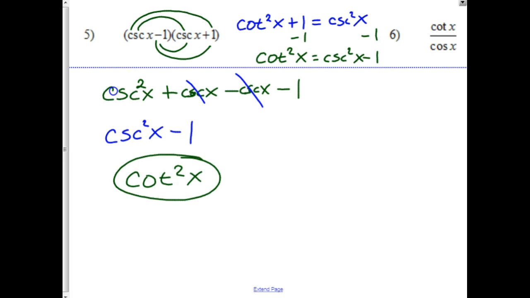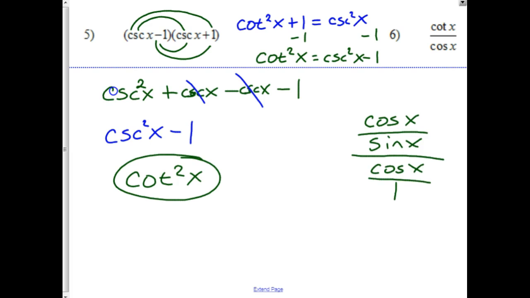Number 6. Cotangent divided by cosine. Well, I can't do much with that in its current state, so I'm just going to refer back to my easy tip, the one that I'm always going to try to go for, which is change everything to sine and cosine. So this would be cosine x over sine x divided by cosine x, and technically that cosine is over 1.